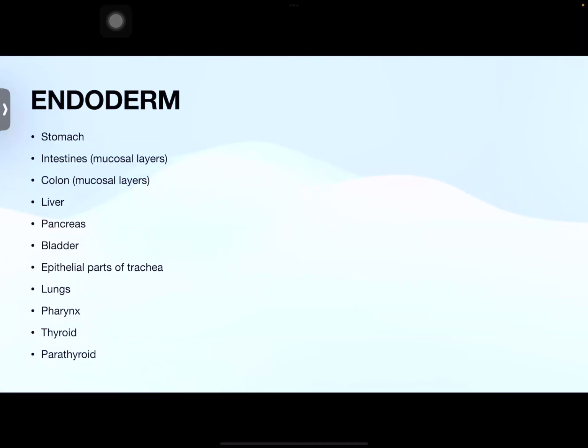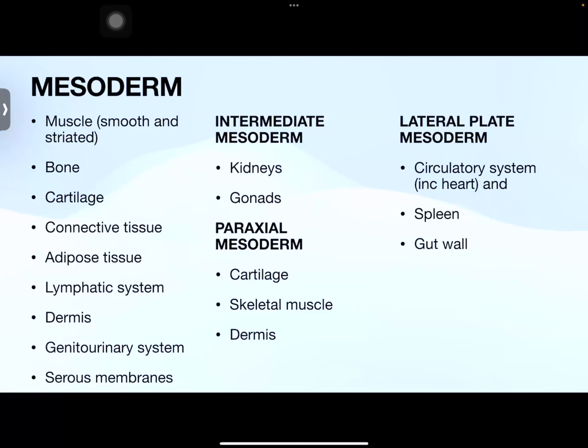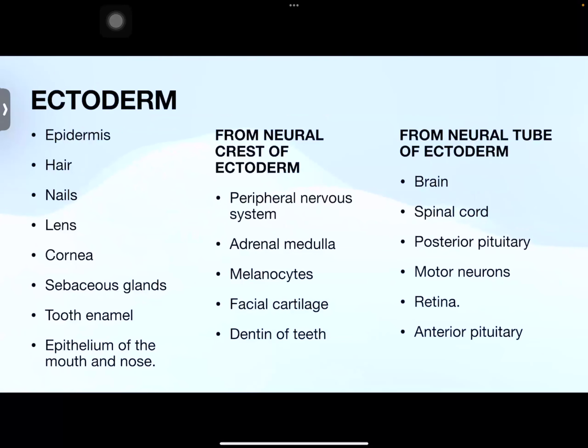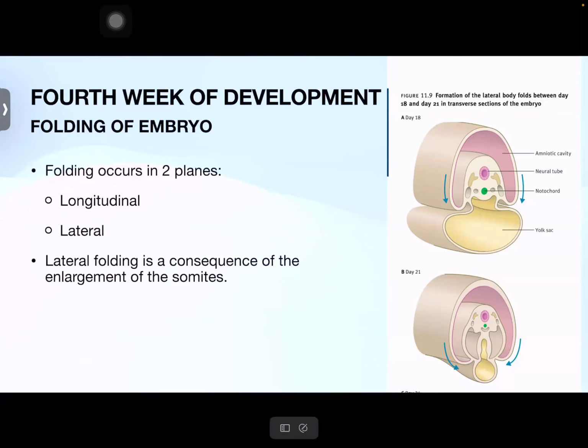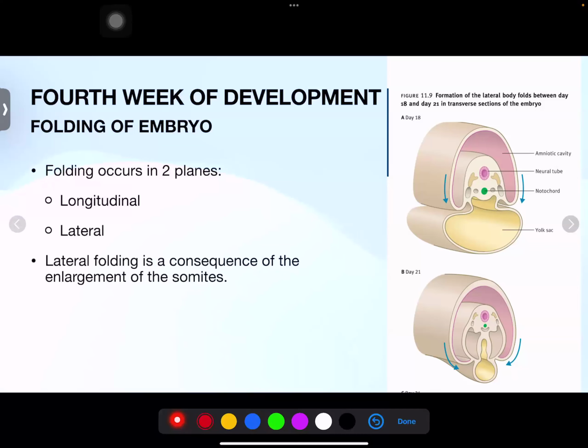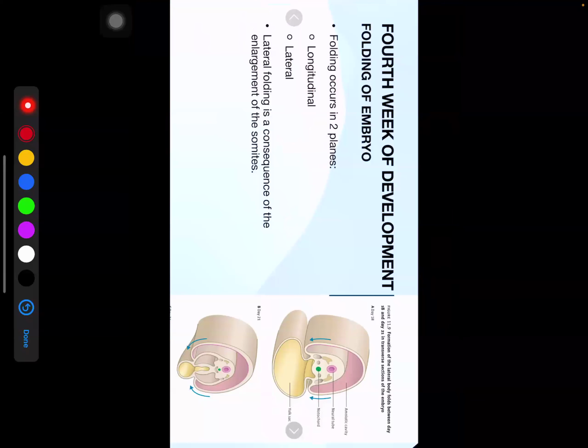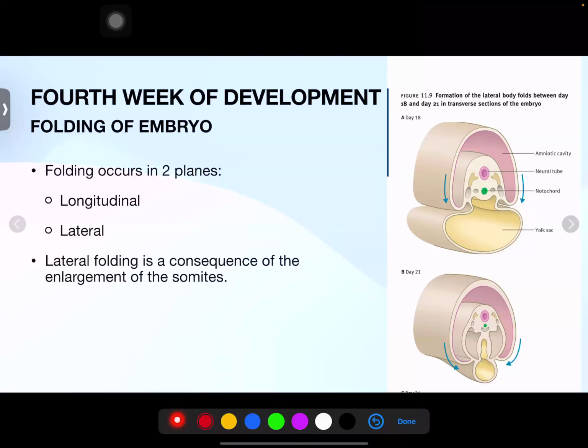So these slides are very, very important. The structures developing from ectoderm, mesoderm, and endoderm. Now you have to remember these three slides by heart. They can ask you anything from these slides. Okay? Now coming to the next week of development, we have discussed the third week of development. Now coming to the fourth week of development. The fourth week would be a very important thing.